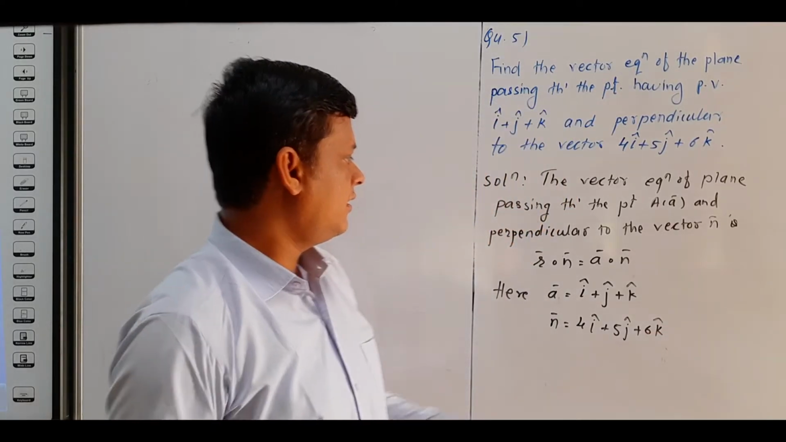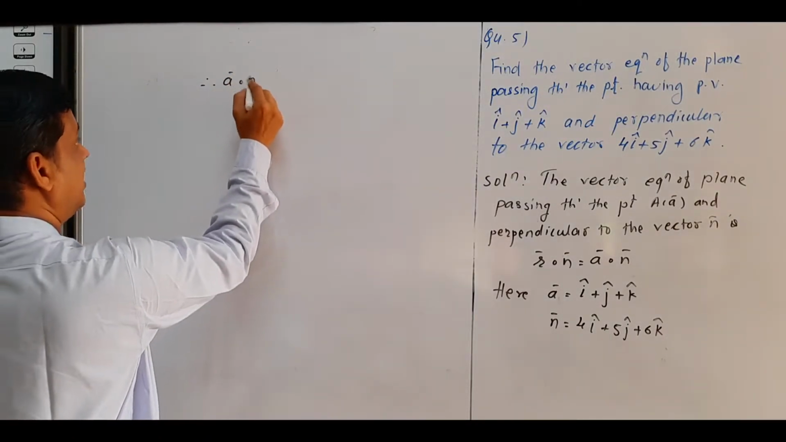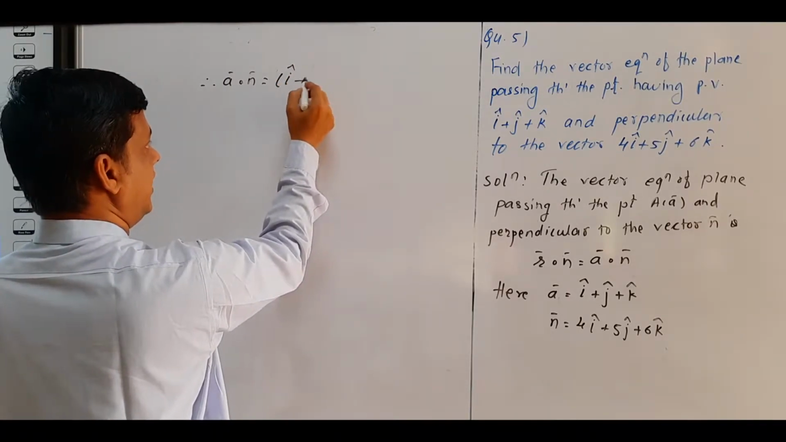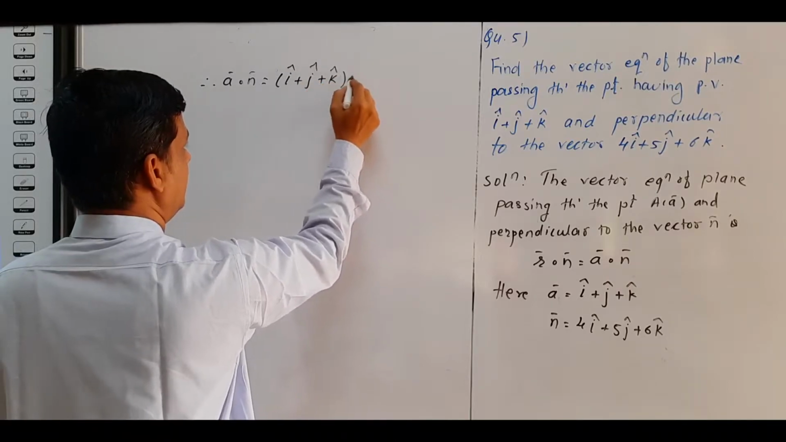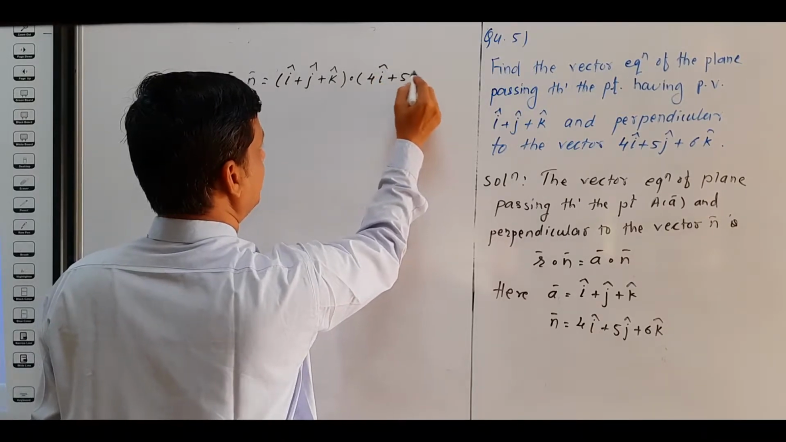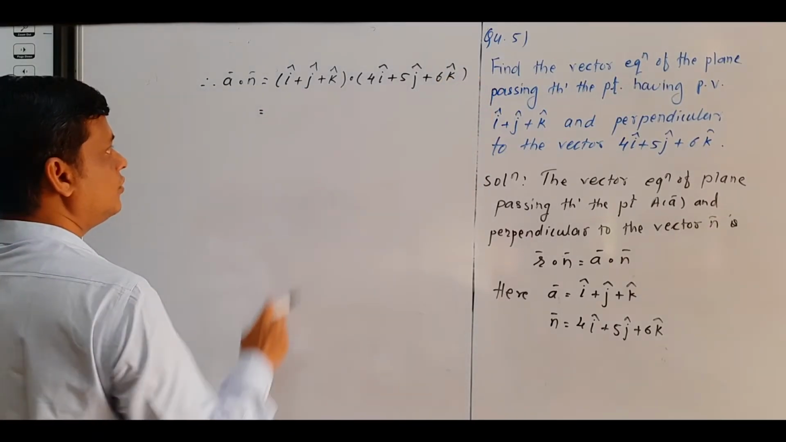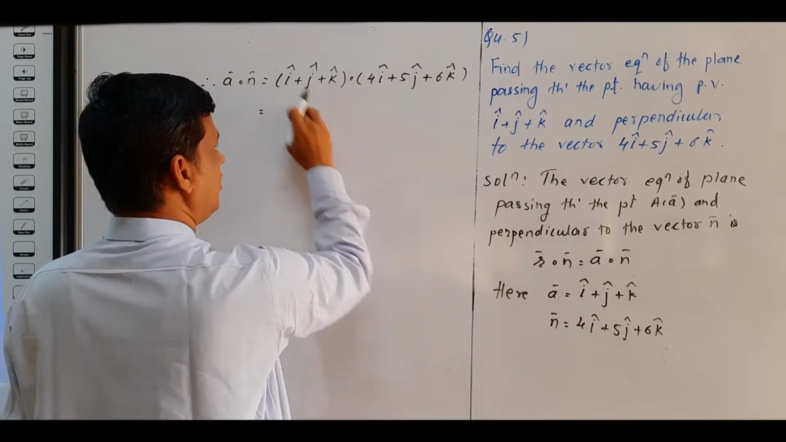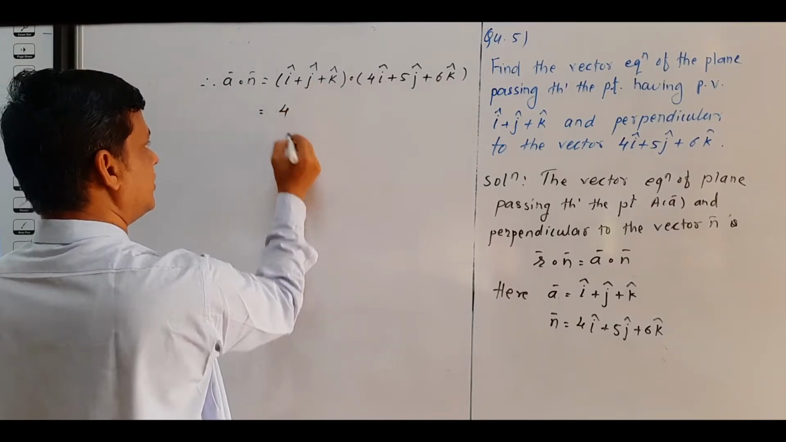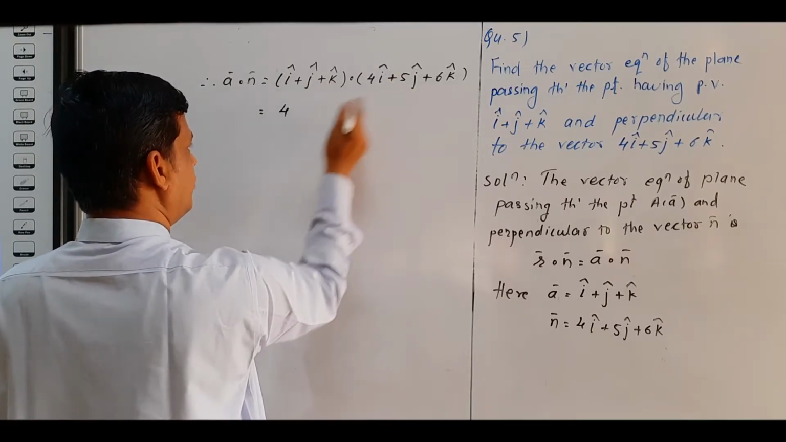Now first we find the RHS, that is value of a bar dot n bar. Therefore a bar dot n bar is equals to, we write value of vector a as i plus j plus k dot value of vector n as 4i plus 5j plus 6k. Now multiply these two. So i dot i is 1, i dot j is 0, i dot k is 0. So we write i dot i 1. So we get 4 into 1, so we write 4. Then j dot j is 1. So coefficient of j is 1. So 1 into 5 we get 5.